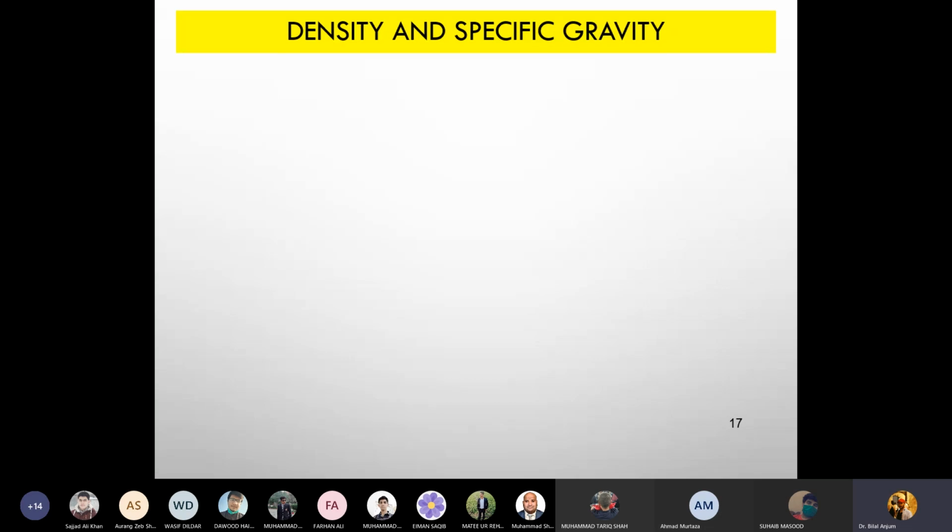Now, we've known that density is expressed as mass per unit volume. And another property, which is specific volume, should be what? Volume per unit mass. So it is actually the inverse of density. Clear enough? Is it clear? Yes. All right.